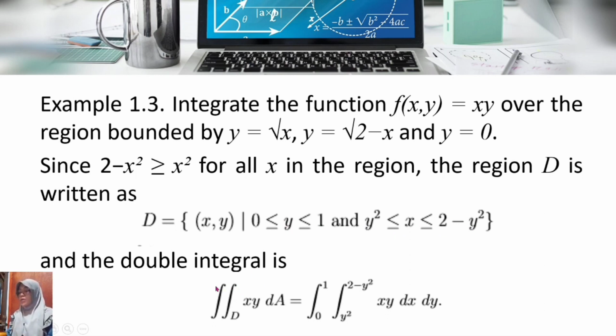And the double integral will be like this one here. We read this as the double integral over the region D of the function xy dA is equal to the integration from 0 to 1 and the integral from y squared to 2 minus y squared of xy dx dy. In integrating these, we have to integrate first with the functions, which are y squared and 2 minus y squared. And then after that, we have to integrate over the constants, which is the integration from 0 to 1.